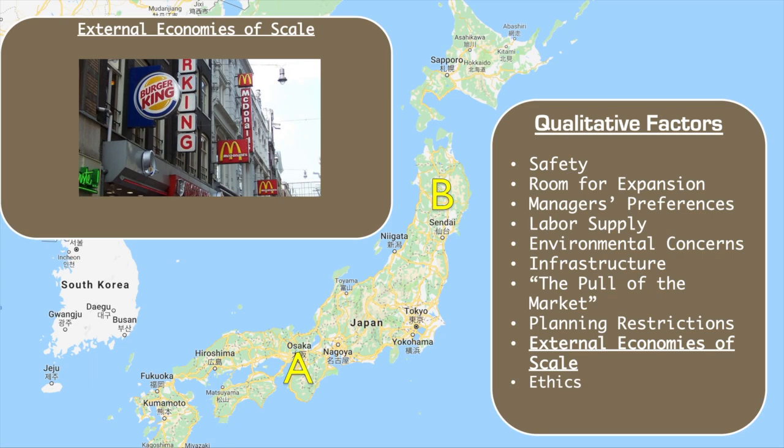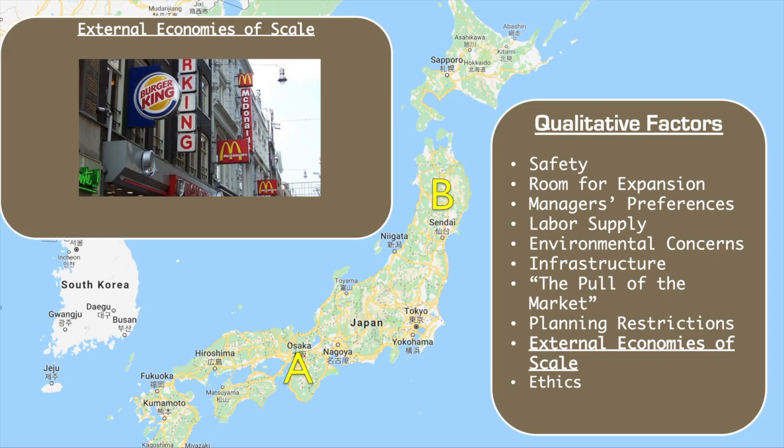You'll notice that Burger King and McDonald's always seem to be locating next to each other. Now, you might think that that would hurt business, but in a lot of ways, it actually helps business for restaurants to locate around their competitors.